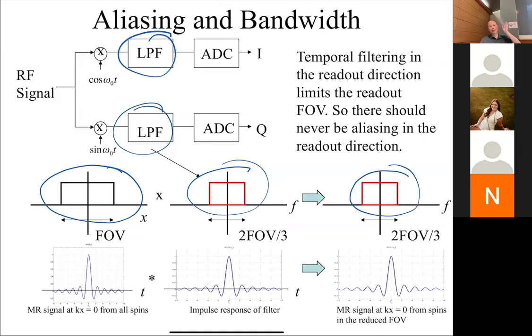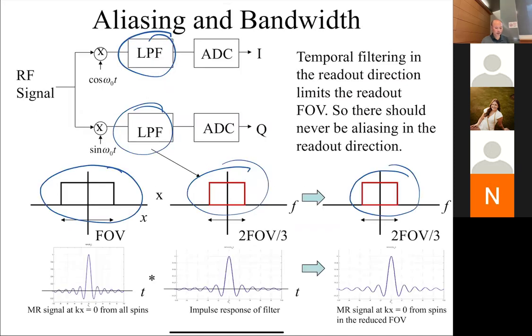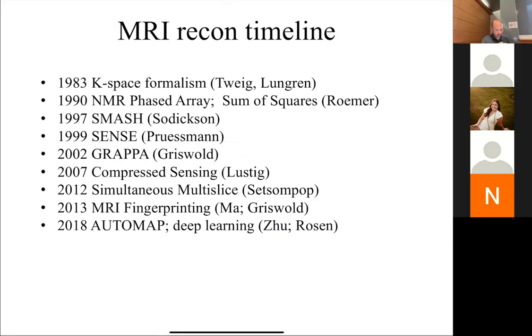So the idea that we can make spins have different frequencies turns out to be super useful, because then we can use electronics to filter out frequencies we don't care about. Okay, so that's really the end of our coverage of traditional MRI recon. So before I go on, are there any questions before we move on to how it's done today? Okay, if there's no questions, let's do a little bit of history.